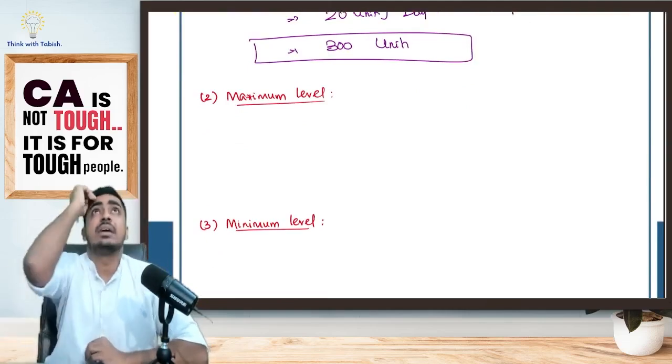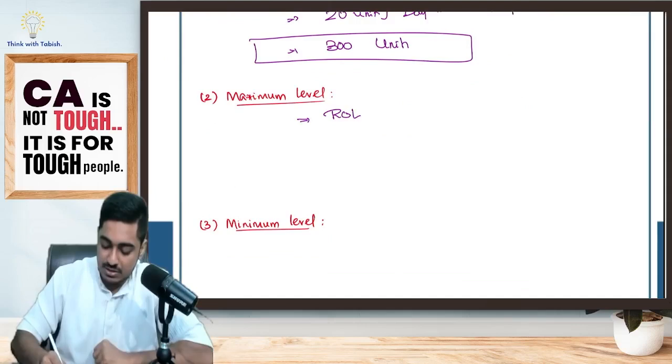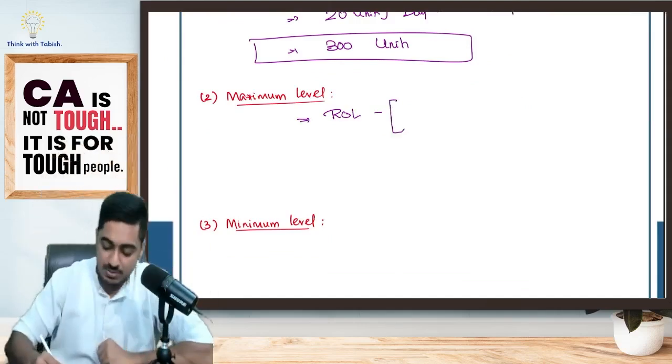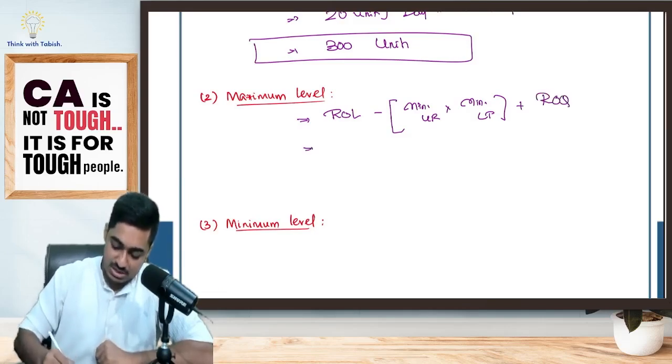Maximum level. Maximum, how much quantity can it go? When am I placing the order? When I'm having reorder level. I want maximum quantity, that means my usage was how much? Very minimum. So the formula is reorder level minus minimum usage rate into minimum lead time, plus reorder quantity. When I was having 300 units, I placed the order.